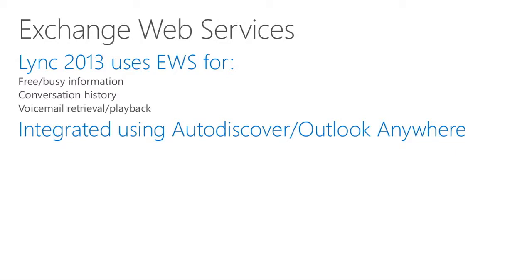And then the last one there is voicemail retrieval and playback. When somebody leaves me a voicemail, I get a notification in the Lync client that says you've received a voicemail, and then that pops up in the phone tab as well, where I get a visual representation of how many voicemails I've got. I can play them back, fast forward, rewind, that kind of thing. And that's all done over an Exchange Web Services connection to the server from my Lync client. This is achieved using Exchange Autodiscover and Outlook Anywhere functionality. So these two things need to be enabled on the Exchange side to facilitate this client functionality.